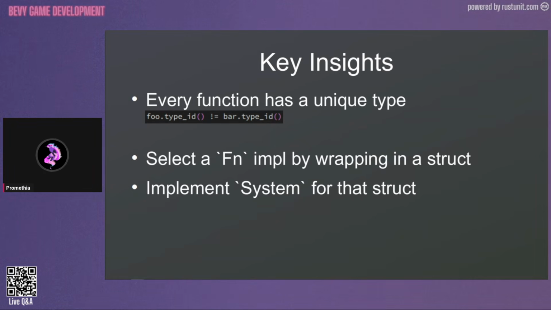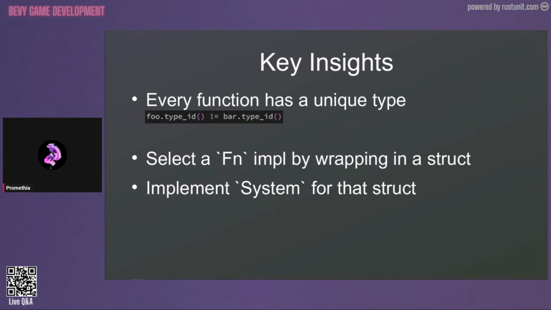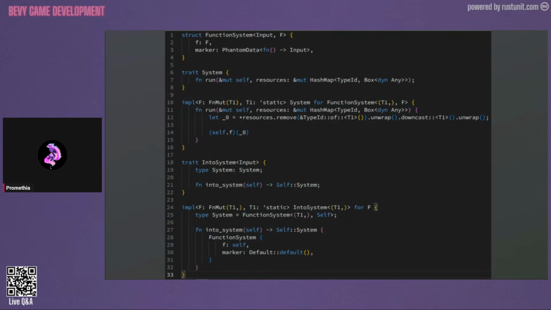So then we implement System for that struct and store it in the schedule to run later. And the System implementation automatically retrieves arguments from storage and passes them as arguments to its run implementation. So next I'm going to show and walk through some code from my book to illustrate this idea more clearly. So don't get too overwhelmed. I'm going to highlight specific parts at a time.